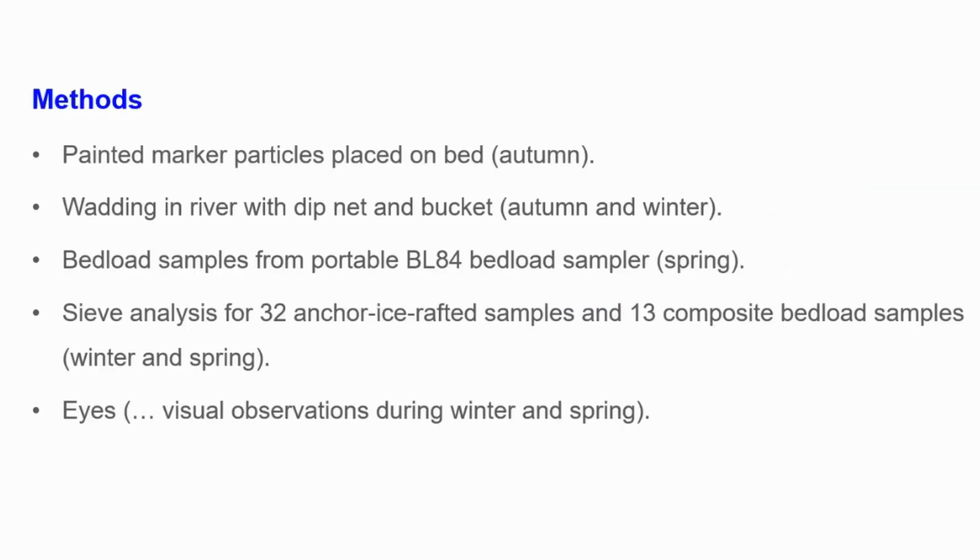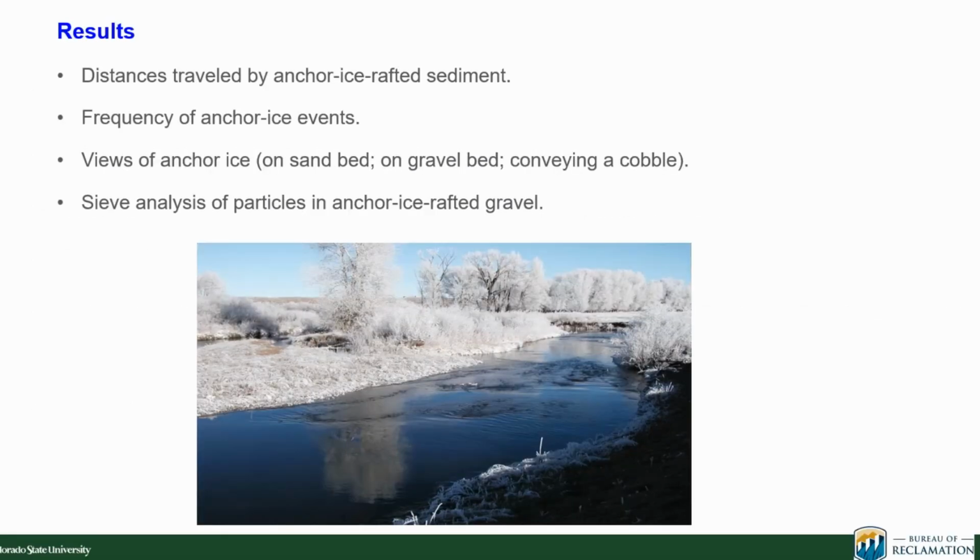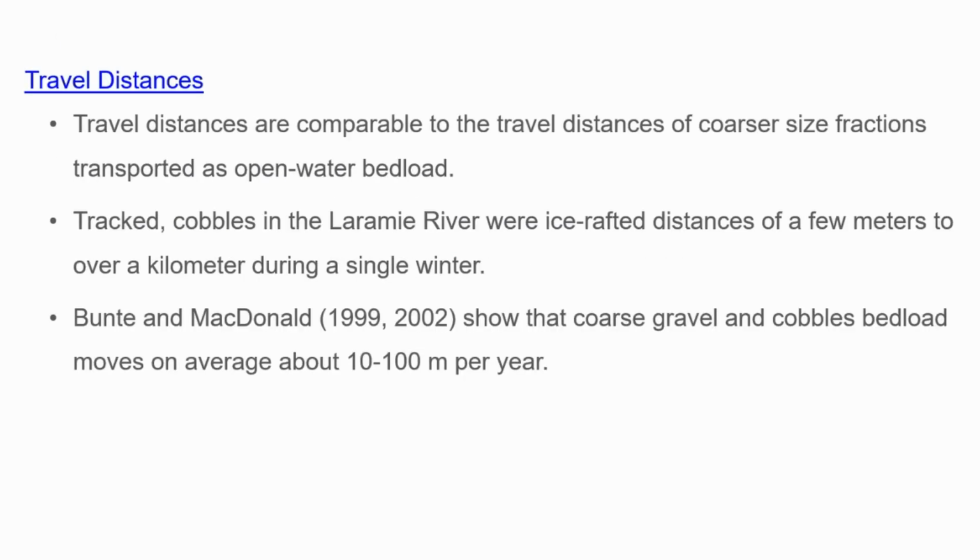We used methods which are indicated here, everything from wading, bedload samplers to eyes, just visual observation of what was happening. We measured the distances traveled by ice rafted sediment, the frequency of ice rafting events, and we viewed the ice rafted material, and we did a sieve analysis of anchor ice rafted sediment. Travel distances were comparable to those that open water would convey sediment, particularly the coarser sediments. Tracked cobbles conveyed more than a kilometre, and on average, the events move gravel and cobbles and so forth, about 10 to 100 metres per event.